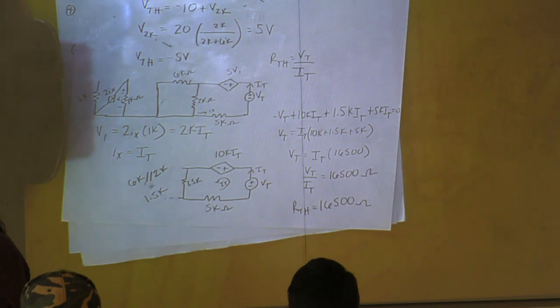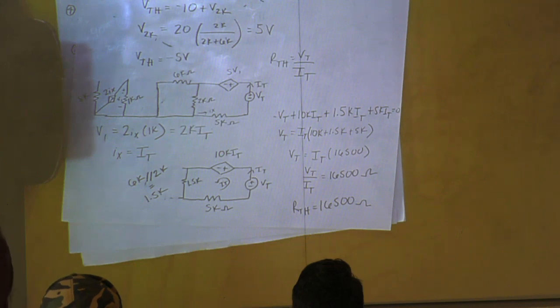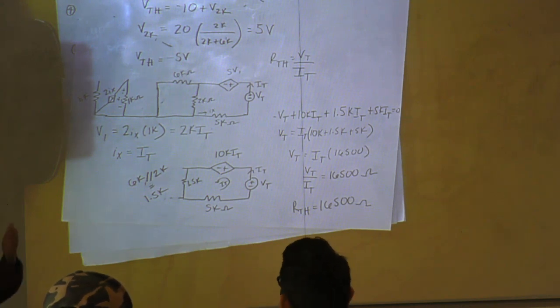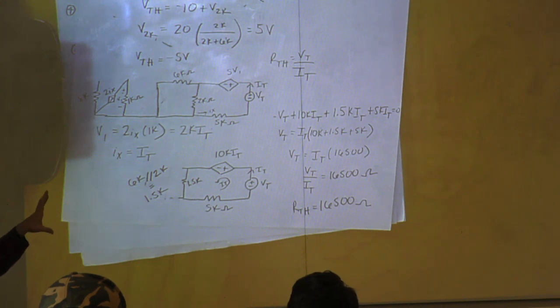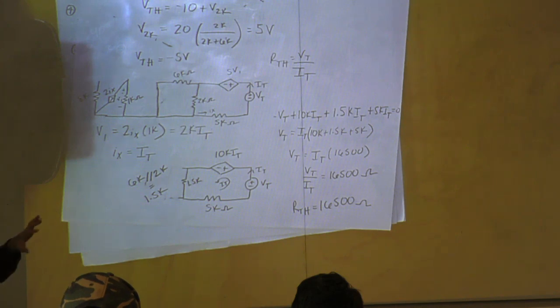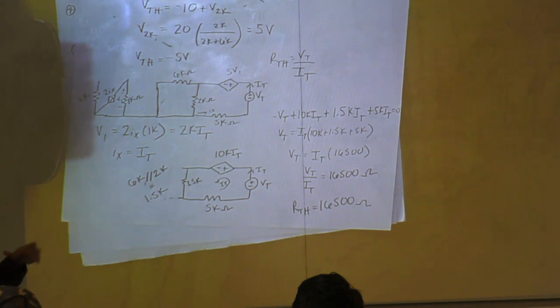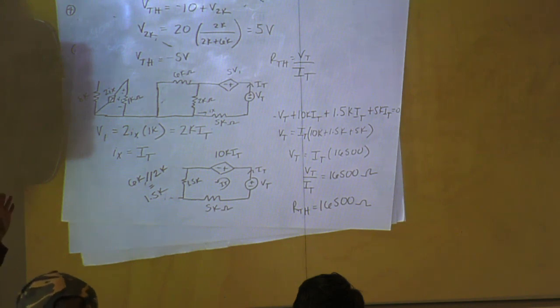Does anyone have questions about the test source? Using the test source, getting it into the ratio? So when you're doing a test source, you're kind of doing a half deactivation, where you deactivate all the independent sources. If you ever have a circuit that has independent sources and dependent sources, you can't just shut everything off and find the RTH through there, because you're still going to have V1, V2, all those variables. So what you'll need to do is shut off the sources and then find that ratio, RTH, voltage to current, right? Right. Okay.